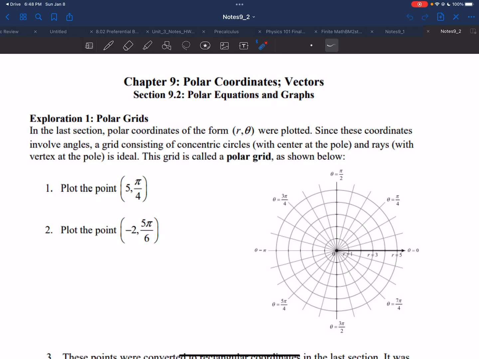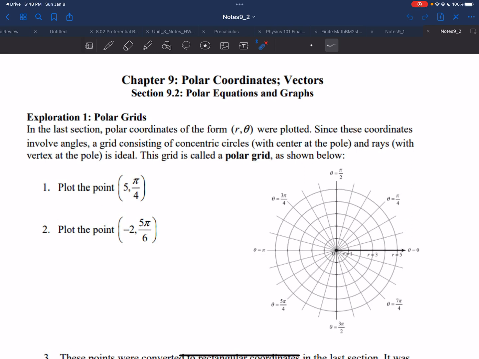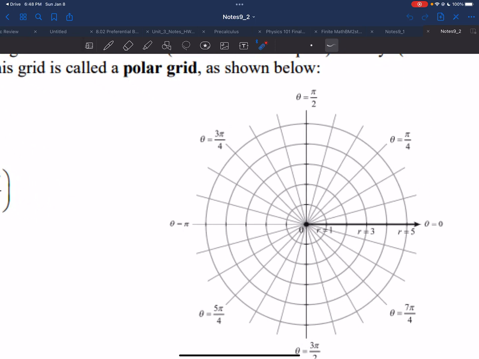All right, now we're getting into section 9.2, which is the fun part of looking at graphs and how different they look compared to our normal coordinate graphs. The first thing we're going to do is notice that here, instead of just a regular grid, we have what's called a polar grid. And there are some key features that you're going to have in every grid that you have. Of course, the center is going to be your pole, right?